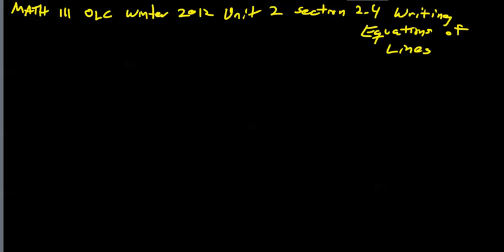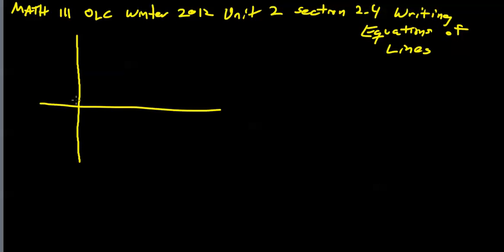Alright, this is Math 111 OLC, Winter 2012. We're in Unit 2, going to talk about Section 2.4 today, which is entitled Writing Equations of Lines. Basically what we're going to do is establish a very important form of line equations called slope-intercept form, and I'm going to do that for you right now. It's pretty painless, the derivation of this very powerful tool, so give me a minute to discuss this.